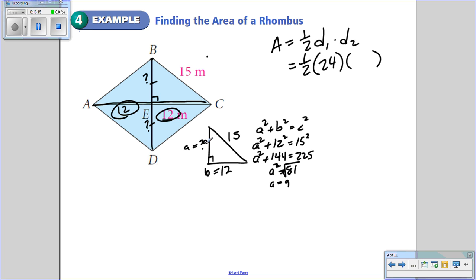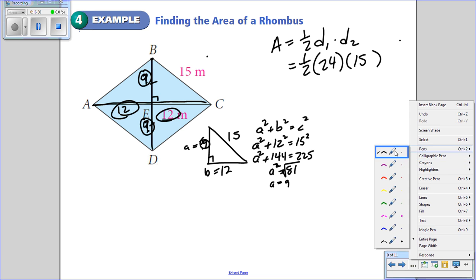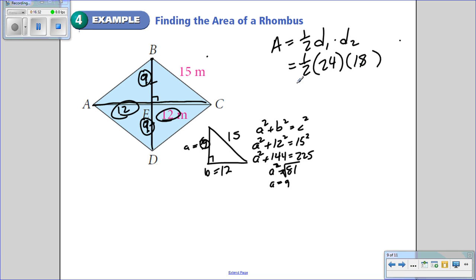This guy right here is 9. So this is 9, which means this is 9. Now I have enough information to have diagonal 2 is 9 plus 9 is 18. Now I can calculate that out. So I'm going to go half of 12 times 18. That should give me my area of this rhombus, which is 108 meters squared.